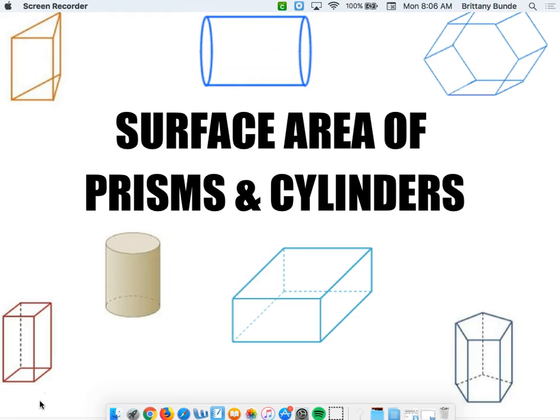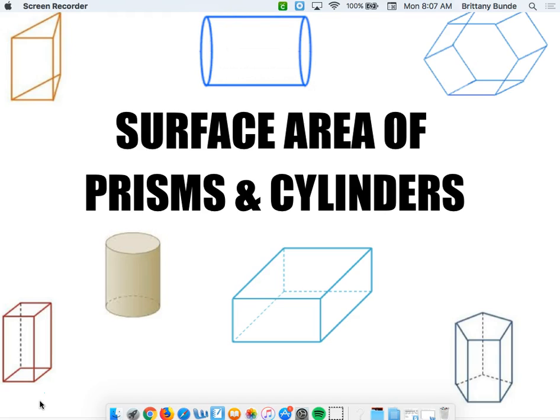So this would be a hexagonal prism. The top and the bottom are congruent. It's flat, right? Whereas this would be a hexagonal pyramid because it comes to a point. If you are still confused, pyramids are like what you see in Egypt. Pyramid.